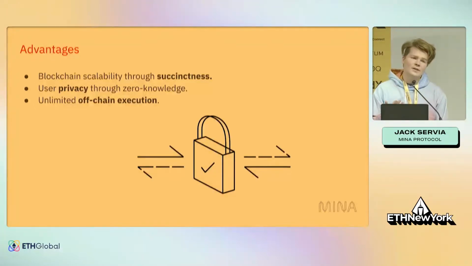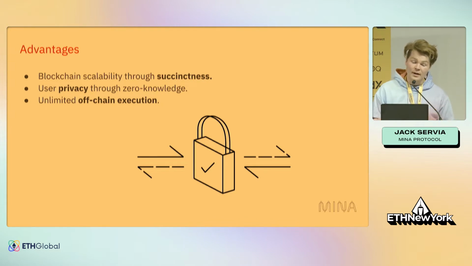It also is private. Because you don't have to send any of your information to Ethereum, this makes it really easy to see that if you do all the computation on your computer and you send a very small zero-knowledge proof, and you've done a lot of computation, well, there's no way to commit to all this computation inside of this tiny zero-knowledge proof.